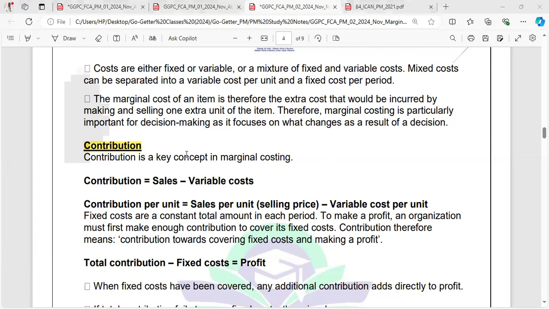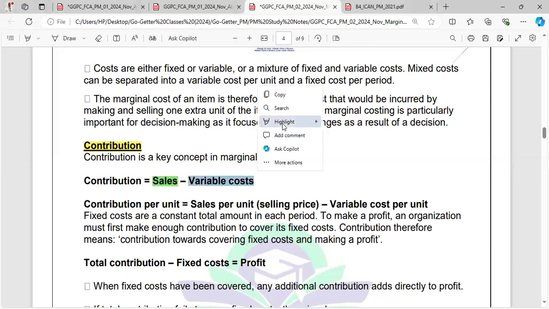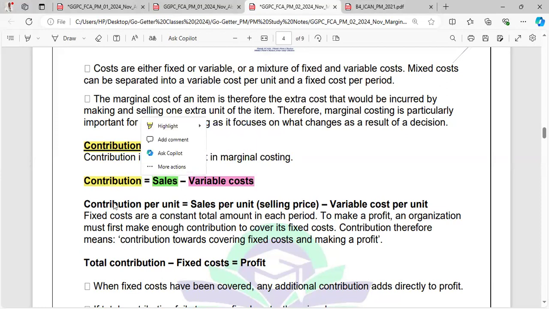That's good. Contribution is a very key concept here. What is contribution? Contribution is simply sales minus variable costs. So when you minus your variable cost from your sales, you have contribution. So it's as simple as that. Now, you can break it down to contribution per unit. Now, when it is contribution per unit, it means that your sales will be per unit and your variable cost will be per unit. All right?